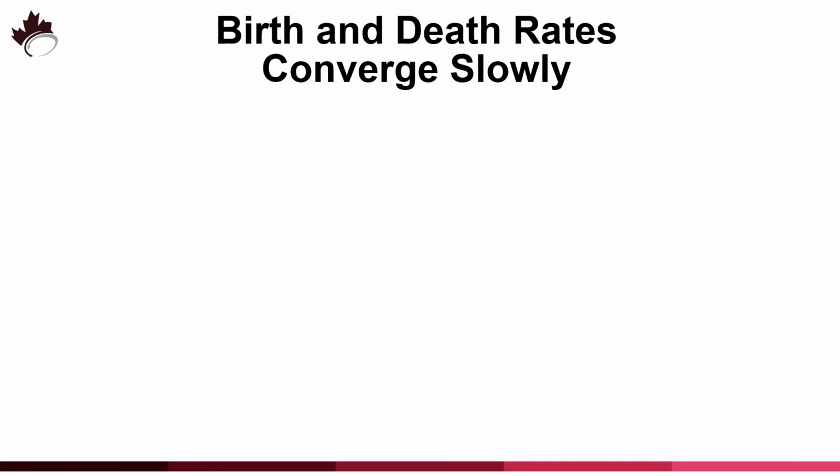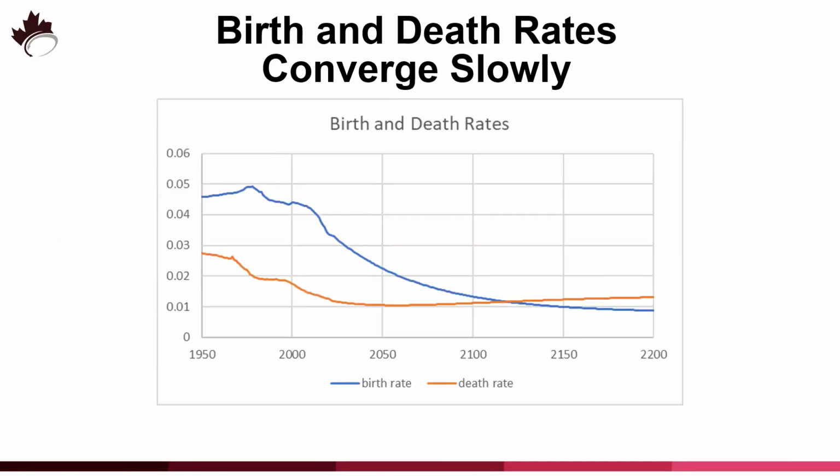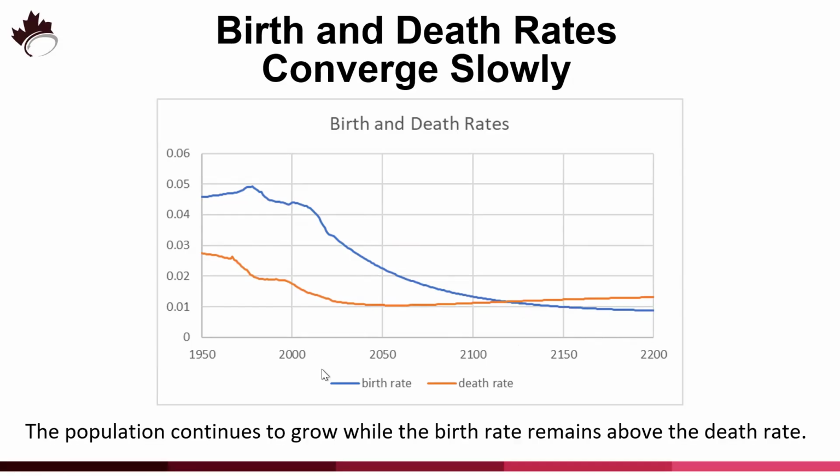And we look at how the birth rates and death rates converge slowly. So we see the birth rate up until 2025, and then a continued decline in the birth rate. And we see the death rate declining for a few years, and then starting to increase as the population ages. And around 2117, the birth rate and the death rate intersect. And after 2117, there's more deaths than births. So population continues to grow while the birth rate remains above the death rate.